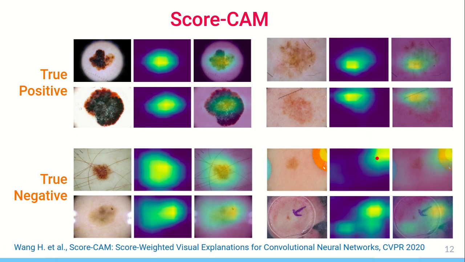In the first column, we see ScoreCAM highlights the skin lesion, and in the second column, ScoreCAM finds spurious correlations in the model. For example, visible artifacts introduced during the image acquisition process, such as skin hair, ruler marks, patches, gel bubbles, and pen marks.